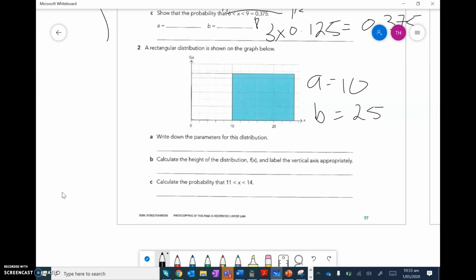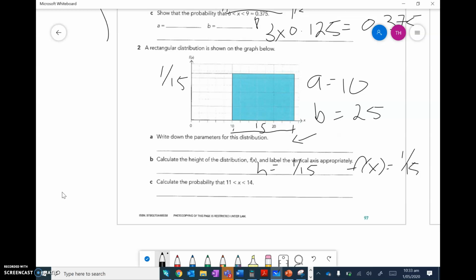Now I need to find my height. Oh no, I just need to find those two in that one. So my height is here. Remember, I need to find the distance across here, which in this case is 15. So my height is just going to be 1 over 15. So height equals 1 over 15. We can also label that f of x is equal to 1 over 15. Okay.